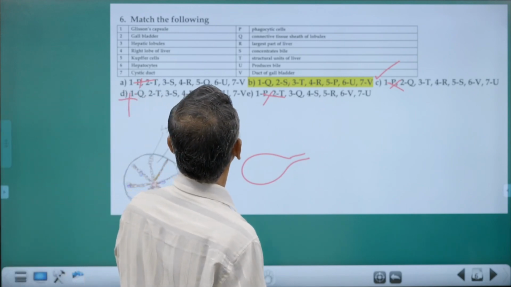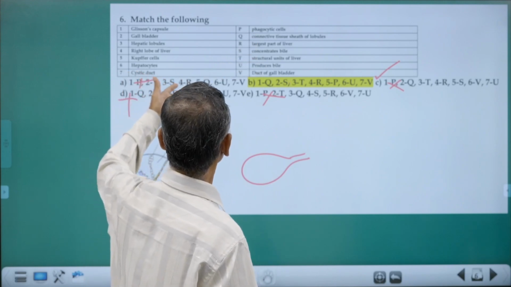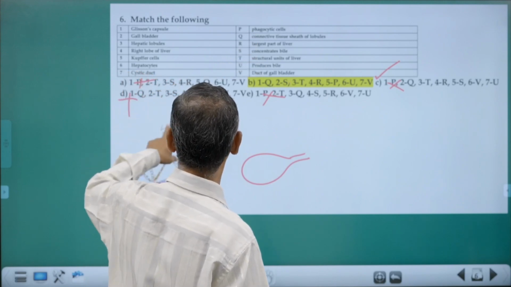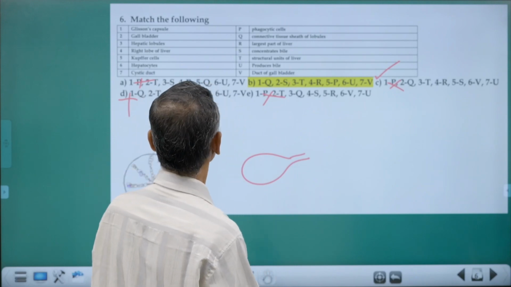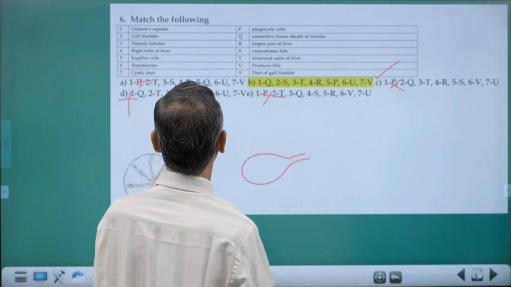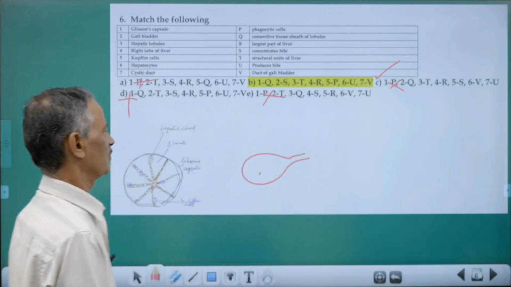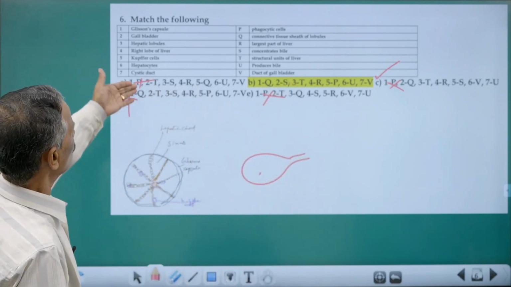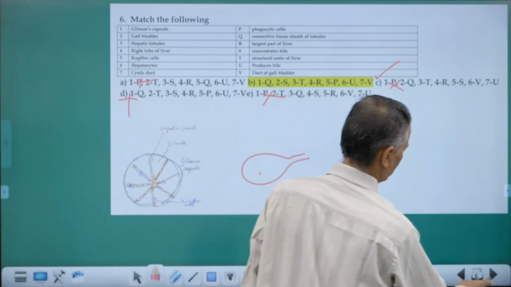So, phagocytic cells. Hepatocytes, that is the cells that make up the liver, are responsible for the production of bile. So, 6 should be produces bile. And the cystic duct, the duct of the gallbladder, is called the cystic duct. We'll be coming to the cystic duct again in one of the later questions.